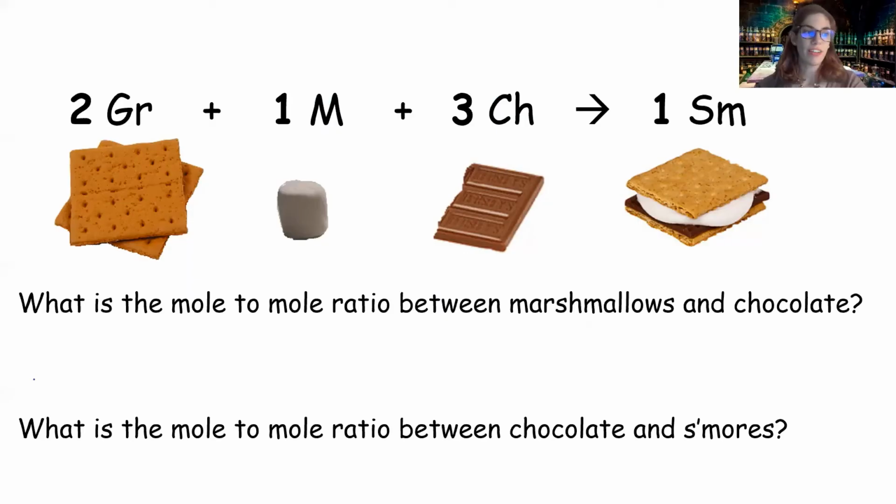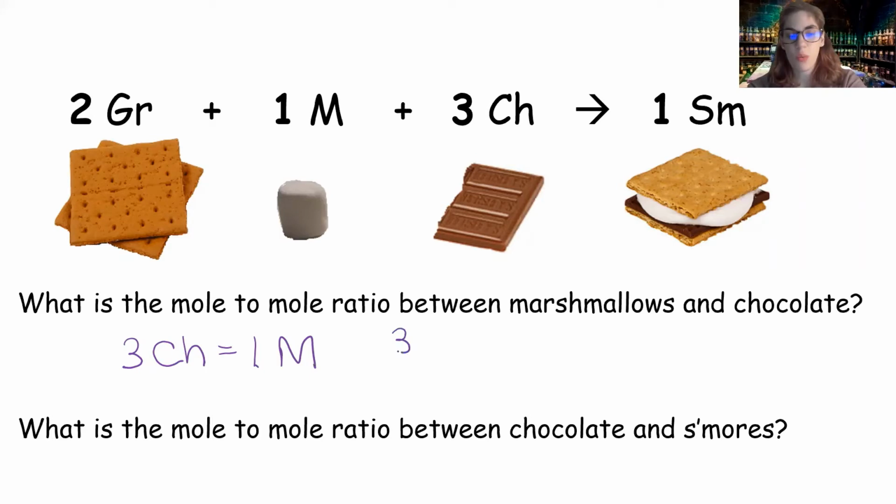Chemical equations are like recipes. Whenever you're making something in the kitchen, you follow certain ratios. For instance, if we were making a proper s'more, we need 3 mini chocolate squares for every 1 roasted marshmallow. This is called a conversion factor for mole-to-mole ratio.